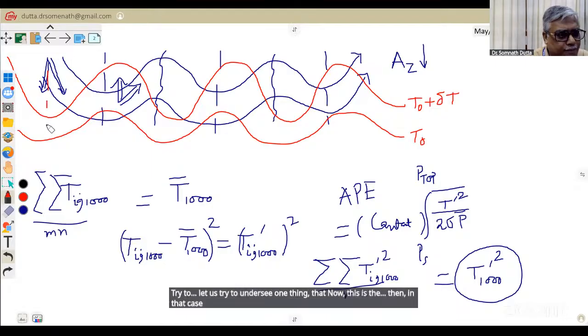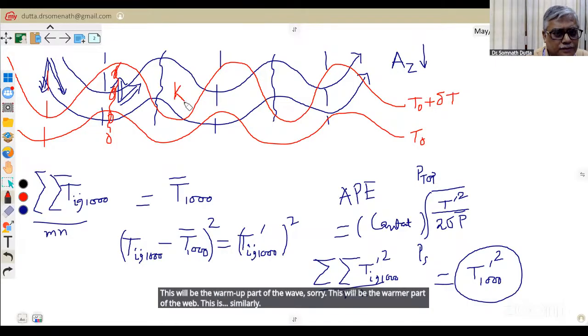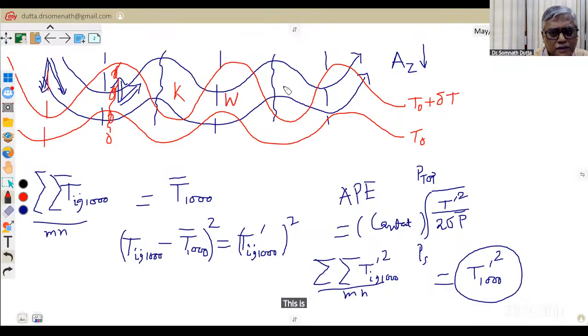This will be the colder part of the wave. This will be the warmer part of the wave, sorry. Similarly, this is your cold, this is your warm, cold, warm. This is cold. This is warm. So now let us understand one thing.